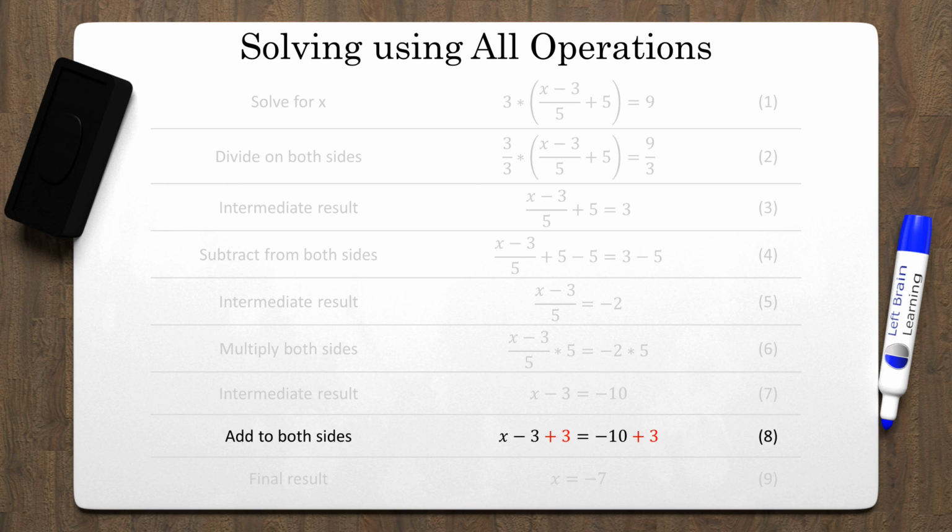The last step is to add positive 3 to both sides. On the left-hand side, the positive and negative 3 will add to 0. On the right-hand side, the positive 3 and the negative 10 will add to negative 7. So our final result is x equals negative 7.